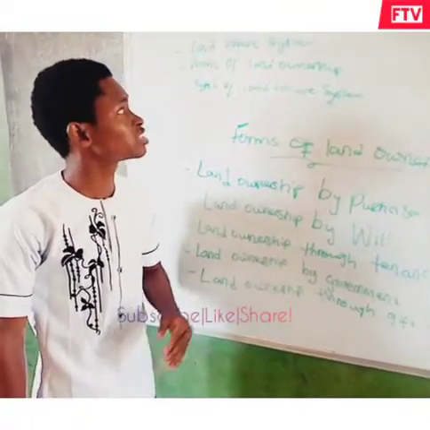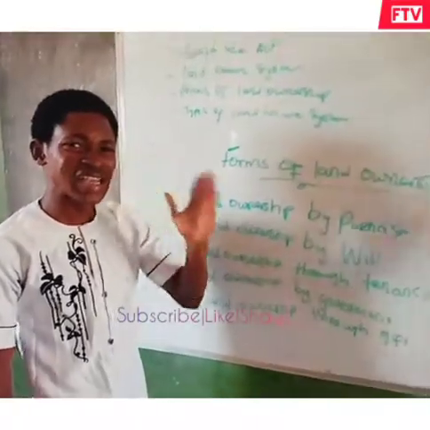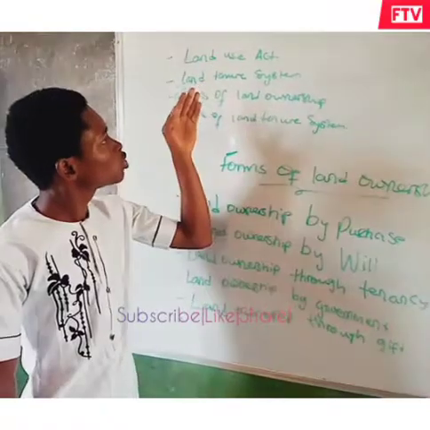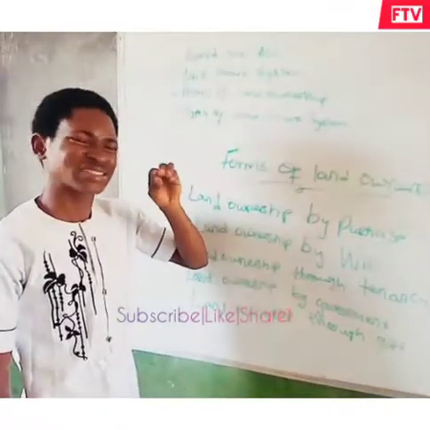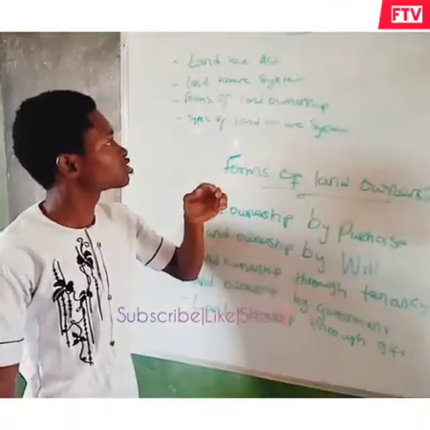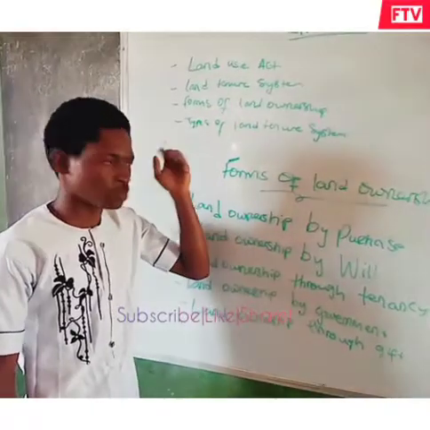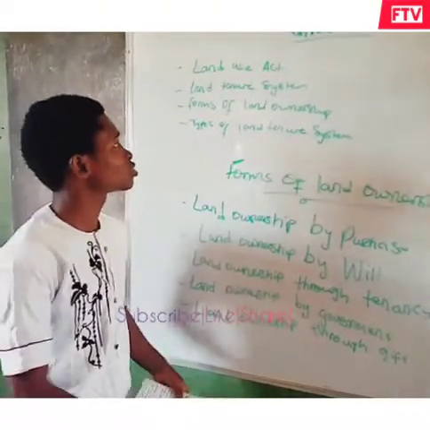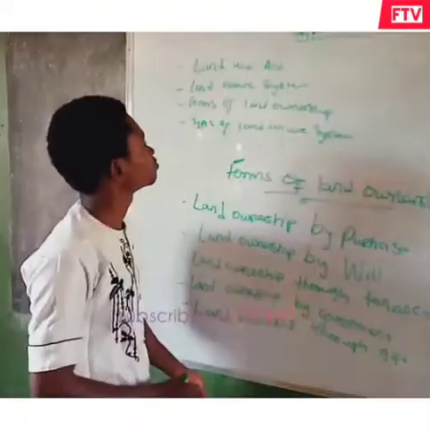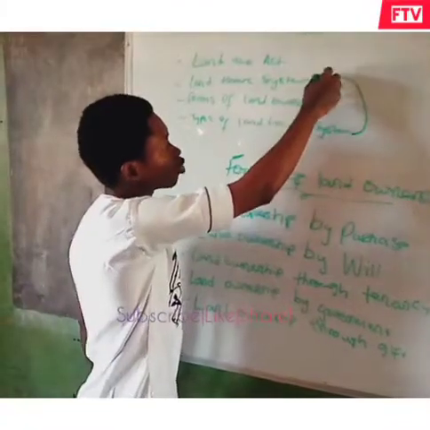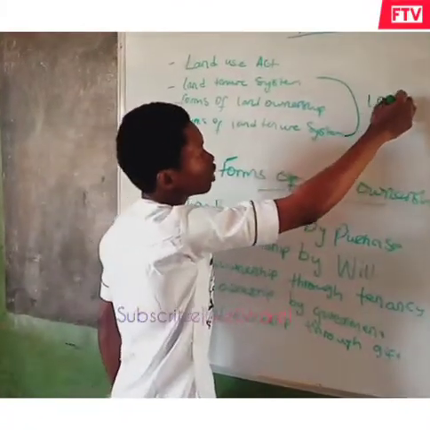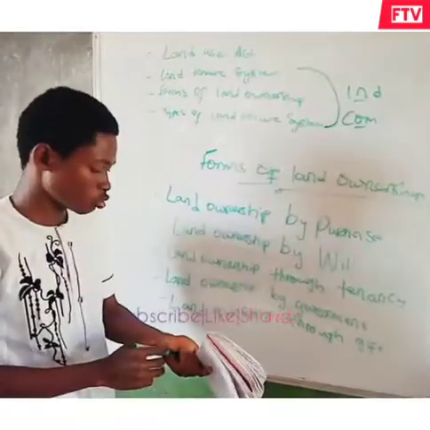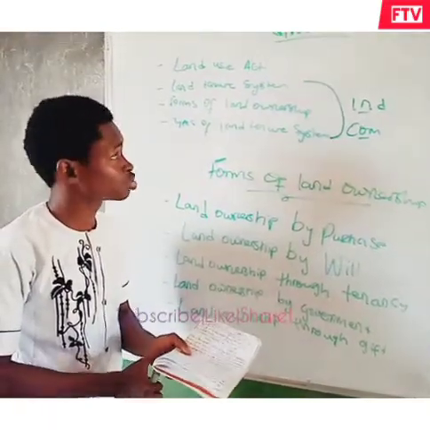I think we have been able to establish what the Land Use Act is, the year in which it was established, and the meaning of land. We've been able to go through the land tenure system, the meaning of land tenure system as ownership of land, and the types of land tenure system, the communal and the individual. We've also covered the forms of land ownership, the various ways we can acquire land.